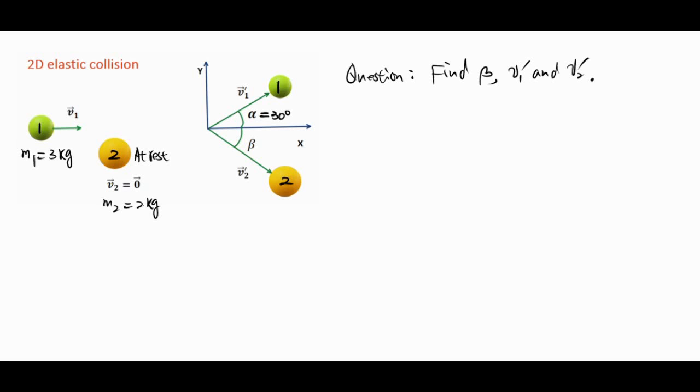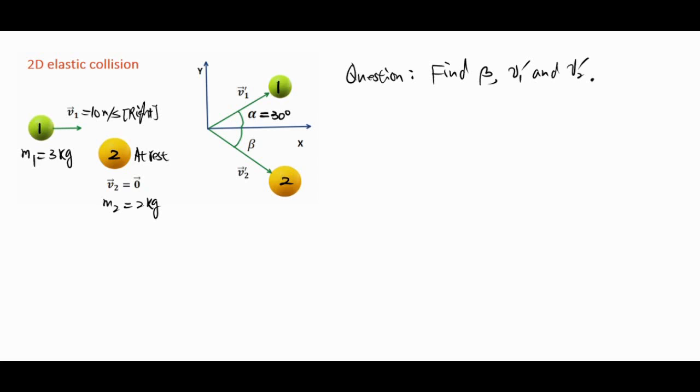This is an example of two-dimensional elastic collision. There are two balls, ball 1 and ball 2. Ball 2 is at rest, so V2 is 0. Its mass is 2 kg. Ball 1 is moving to the right, mass is 3 kg. The initial velocity is given. It is 10 meters per second, direction to the right.